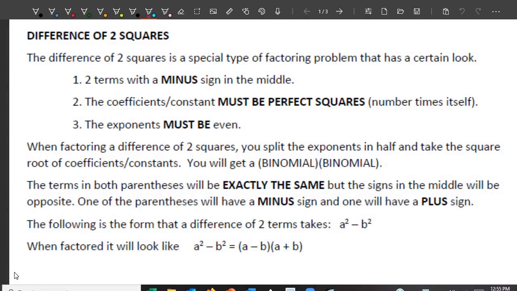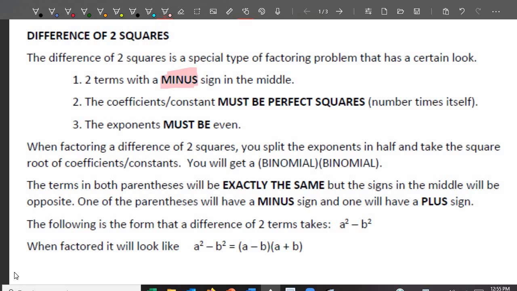This lesson is on factoring difference of two squares. Now, it's important to recognize when you have a difference of two squares. In order to have a difference of two squares, you've got to have two terms with a minus sign in the middle. That's important. Minus sign.